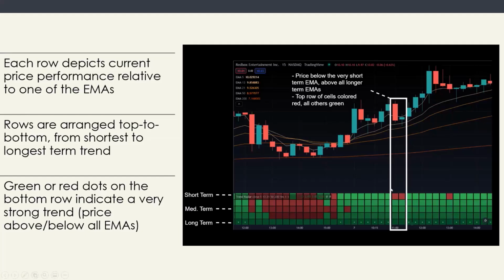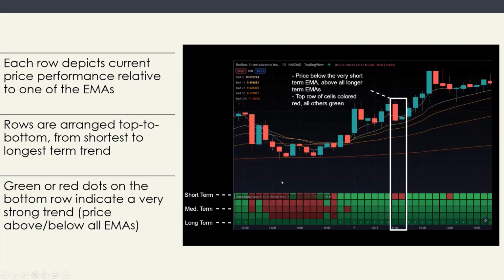So what the heat map's telling us here in a way that's visually easy to catch on to, it's a lot easier than looking at some cluttered lines on the chart, is that the current price has dipped below the 5 EMA. And if we look at the price bars and the 5 EMA line here, we see that's true. Price is below the fast, but it's above all of the others.